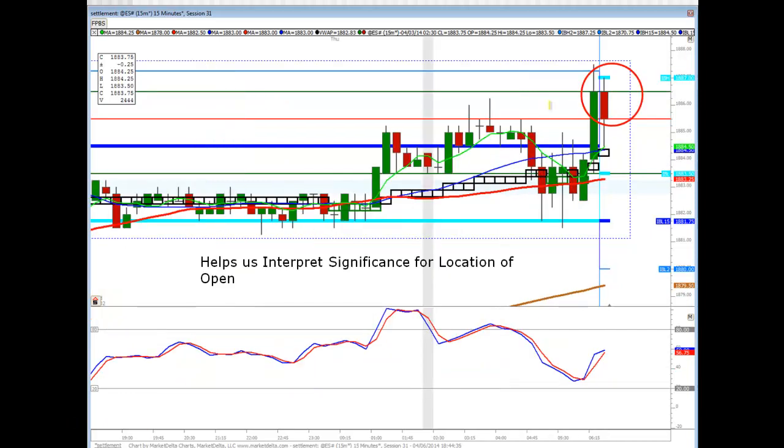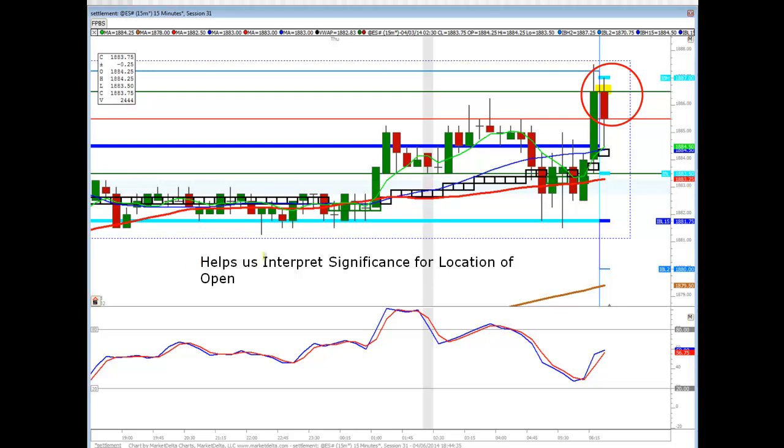Okay, we open right where, of course, this 15-minute period closed. So right here, we head up a little bit higher. We can't even take out the high of this prior 15-minute bar, and then we drop quite a bit lower. Now, this is really interesting.